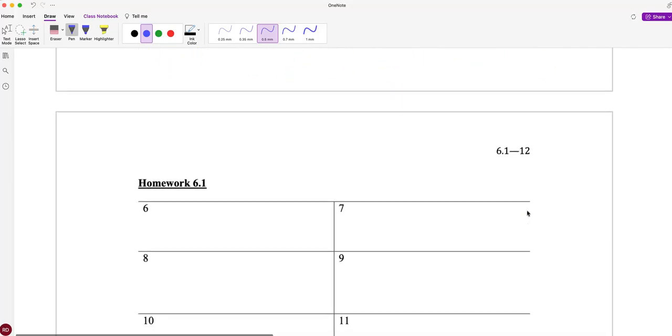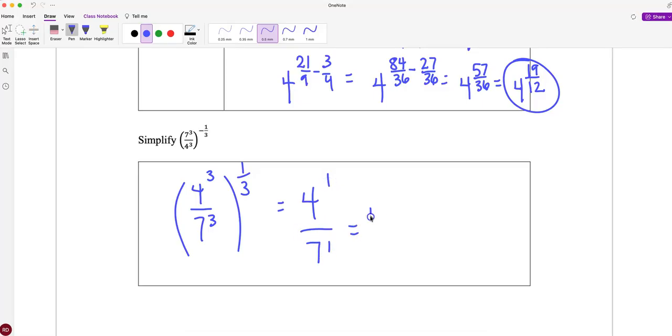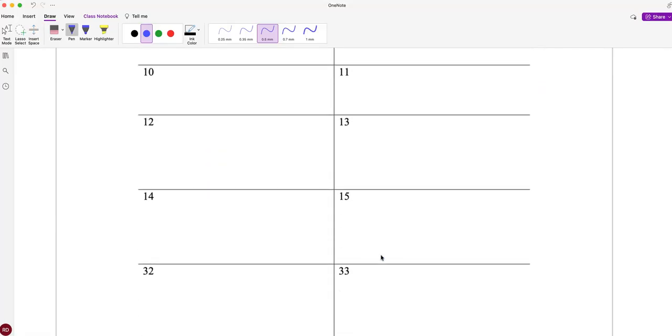Looking at the next one, I can just flip this around. This is 4 cubed over 7 cubed to the 1/3. So this is 4 to the, when you multiply exponents, 3 times 1/3 is just 1. 3 times 1/3, this answer is just 4/7. Okay? And that should take us up into the homework for this section.